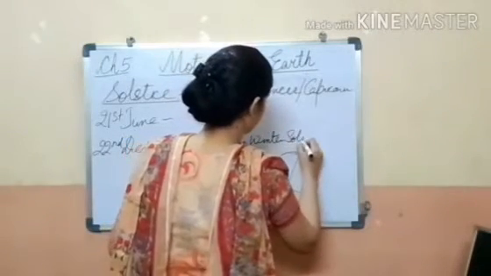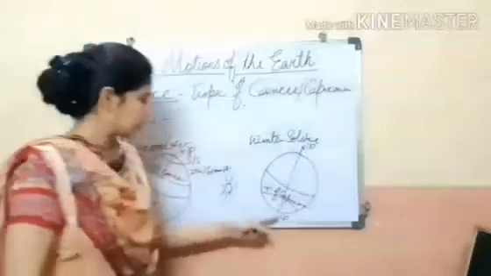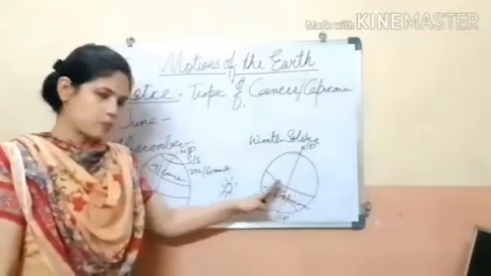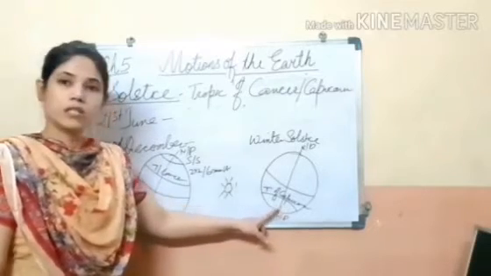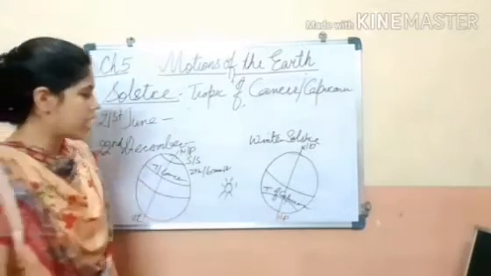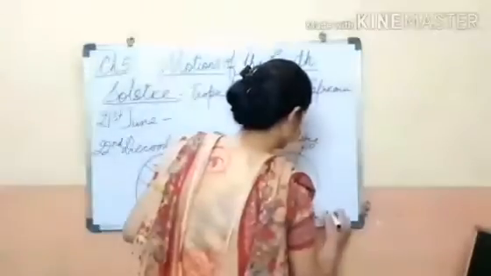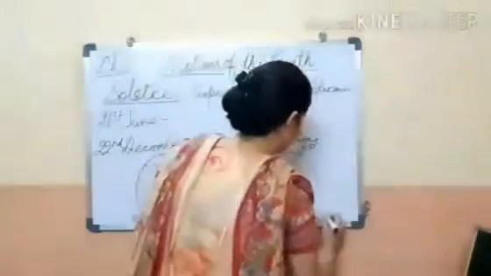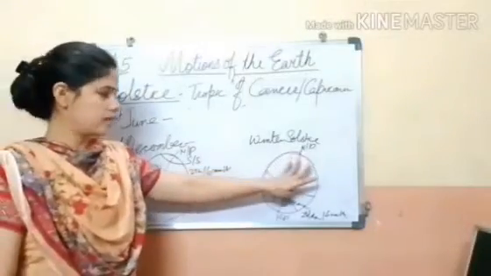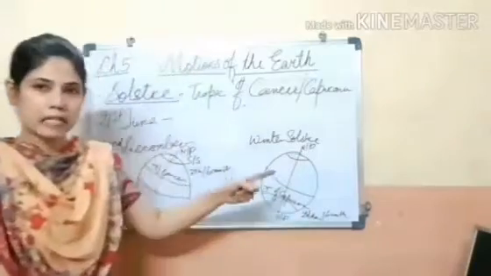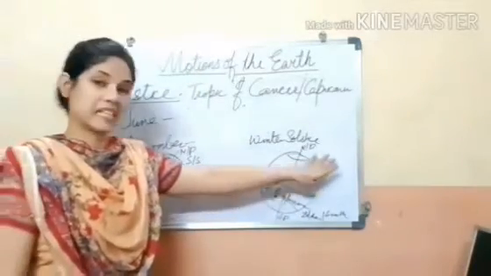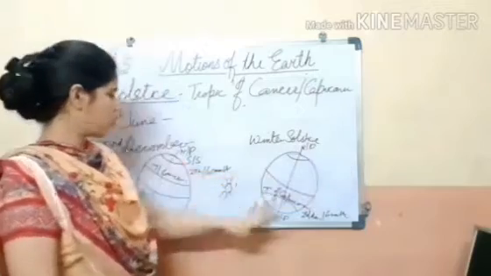The southern hemisphere will experience summer, and the Antarctic Circle will have 24 hours of daylight for six months. Vice versa happens in the northern hemisphere. It will have darkness. The Arctic Circle at the extreme of the North Pole will experience darkness for 24 hours for six months. So this is all the concept.